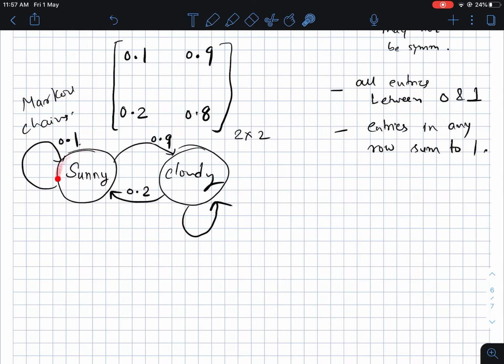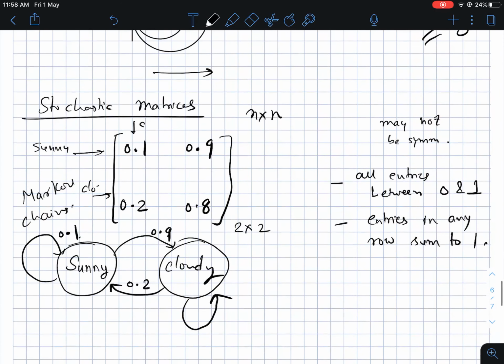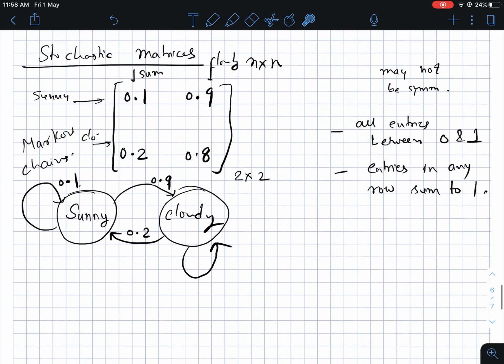So if your weather is sunny today, it's going to become cloudy with 90% chance tomorrow. It's a very weird model. I should have picked better numbers here. Effectively this row corresponds to sunny, this corresponds to cloudy, this column corresponds to sunny, and this column corresponds to cloudy. This entry represents the probability of the weather staying sunny if it is sunny now. That's this arc. This entry is sunny now, cloudy tomorrow, with 0.9 probability.